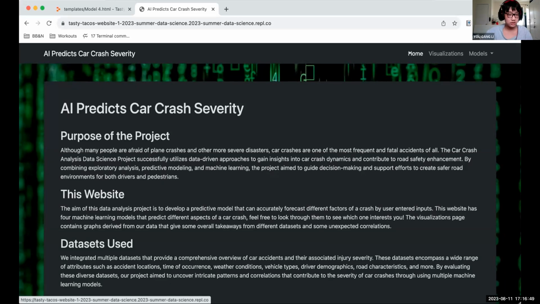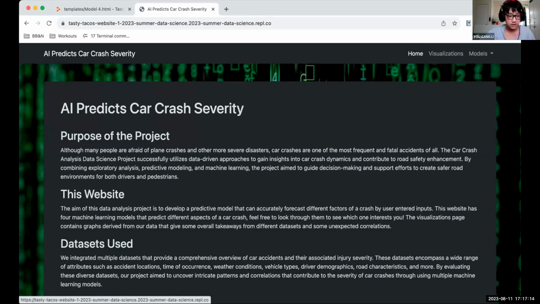The Car Crash Analysis Data Science Project successfully utilizes data-driven approaches to gain insights into car crash dynamics and contribute to road safety enhancement. By combining exploratory analysis, predictive modeling, and machine learning, the project aimed to guide decision making and support efforts to create safer road environments for both drivers and pedestrians.